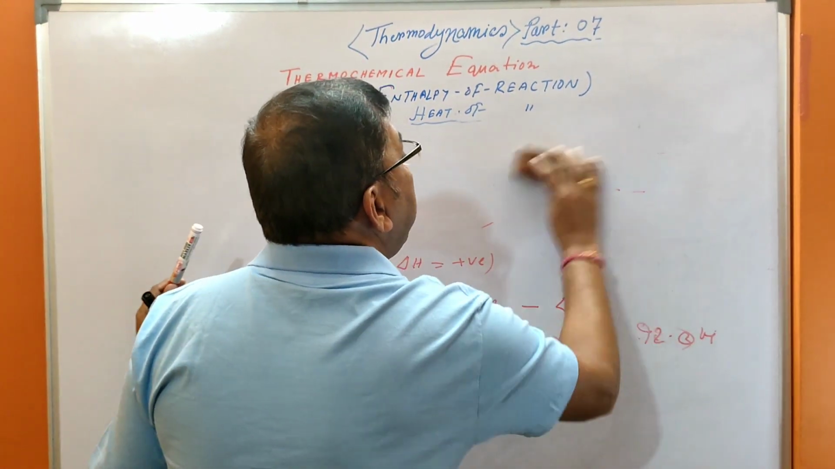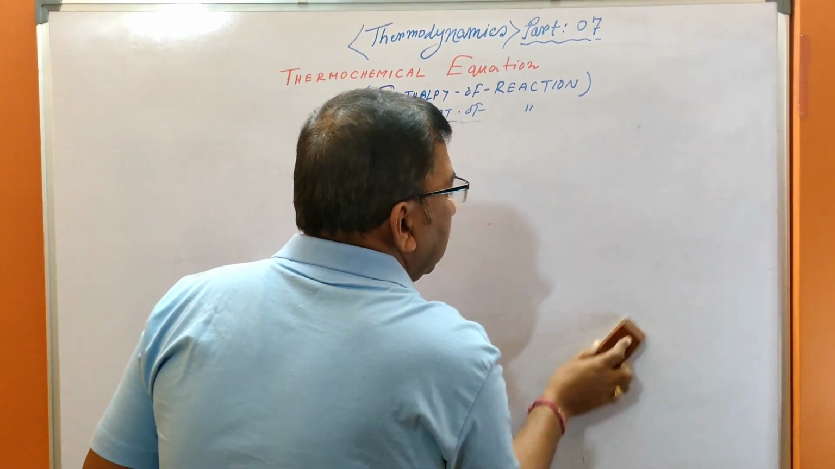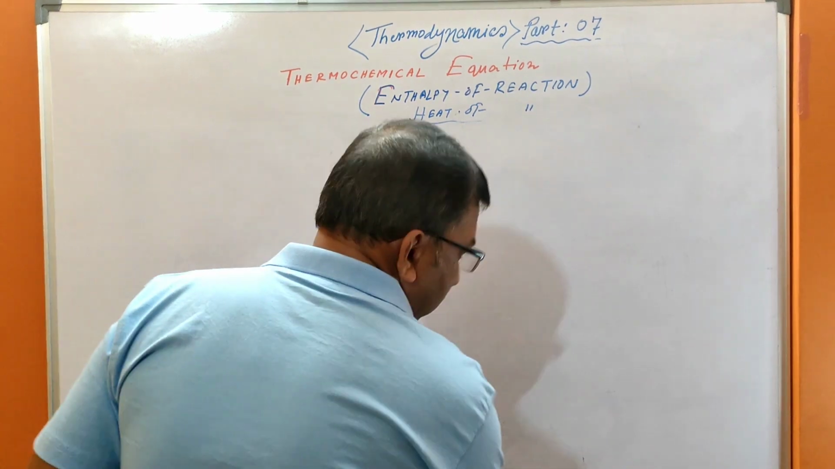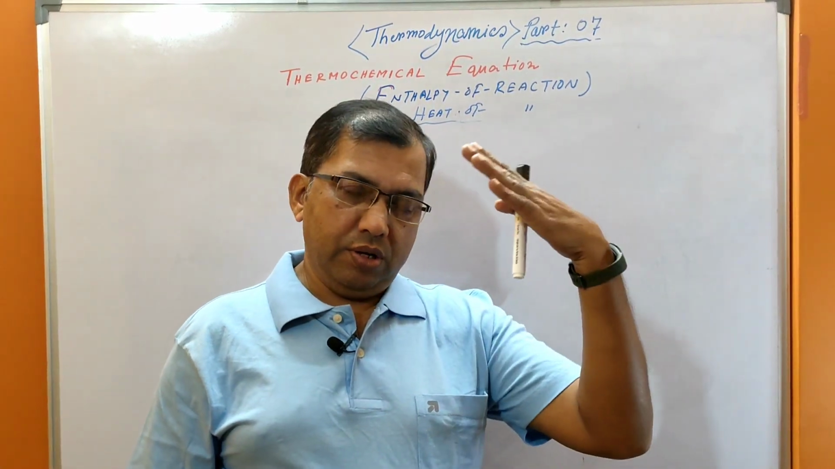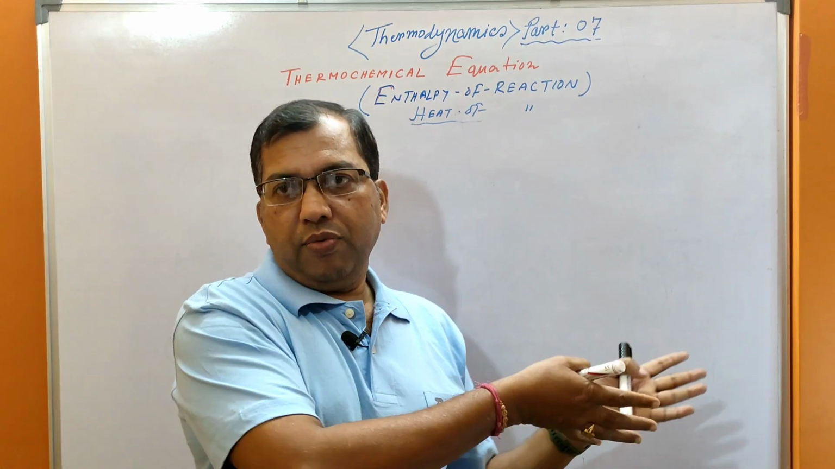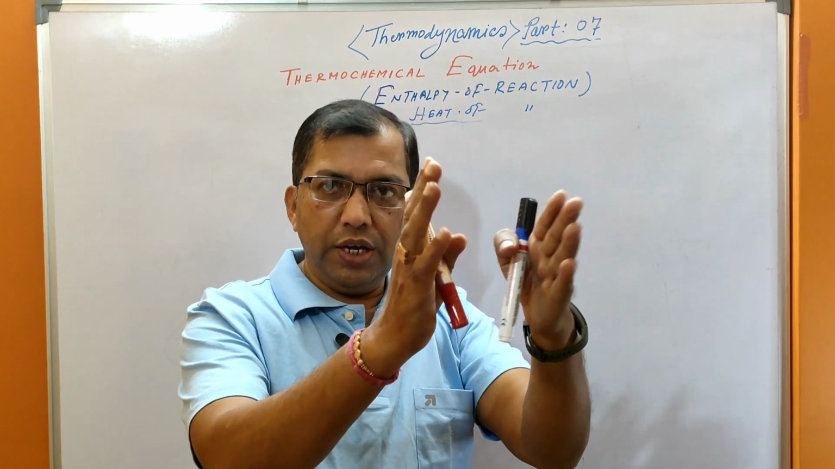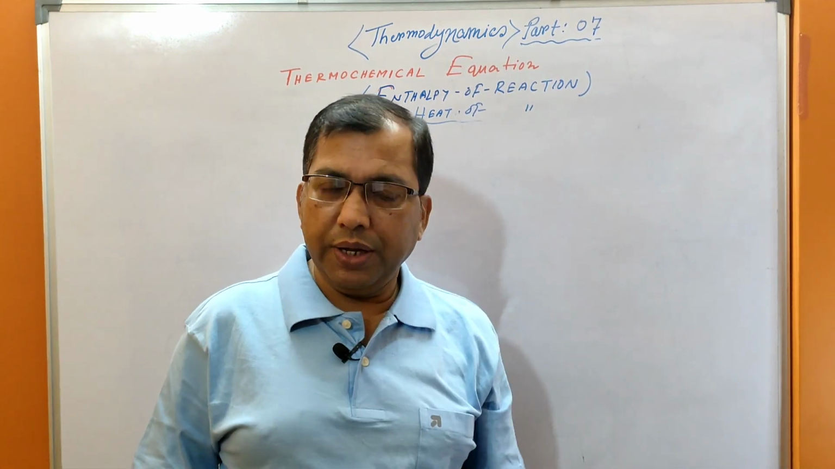Now come the different types of reactions. Very important: every reaction is either endothermic or exothermic. In the case of endothermic, heat is absorbed and delta H is positive. In the case of exothermic, heat is released and delta H is negative.